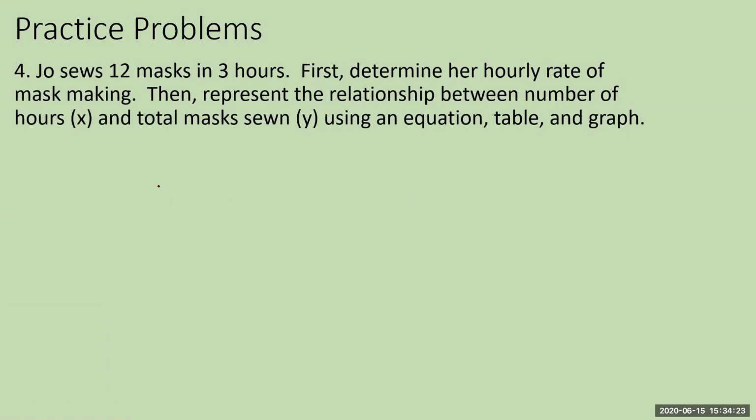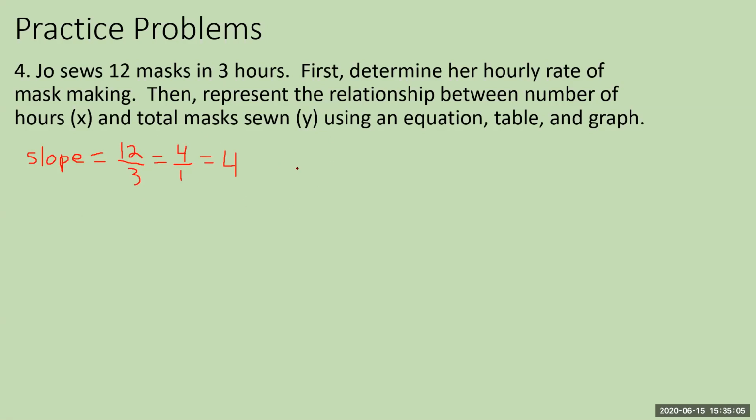So determine her hourly rate of mask making. So right, this is going to be our slope, or unit rate, or constant of proportionality, or rate of change. Any of those words will work here. So her unit rate, we want to figure out the number of masks per hour. So if she's doing 12 masks in 3 hours, 12 over 3 simplifies to 4 over 1, right? That's 4 masks per hour, and we'll just simplify that to 4. So she's making 4 masks per hour.